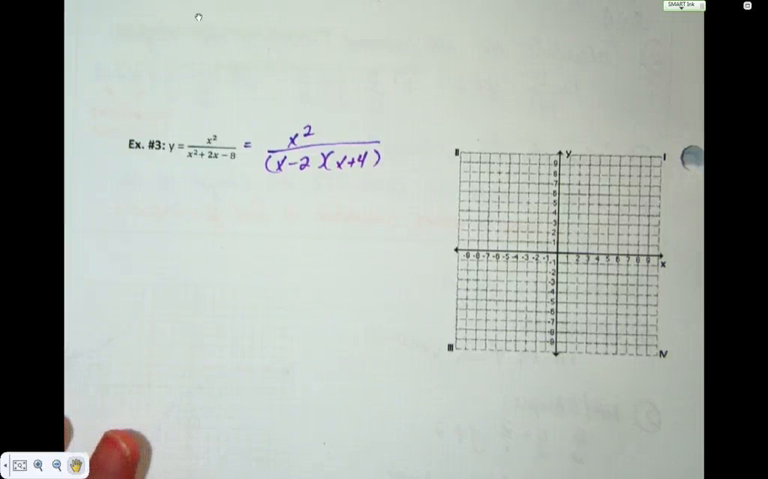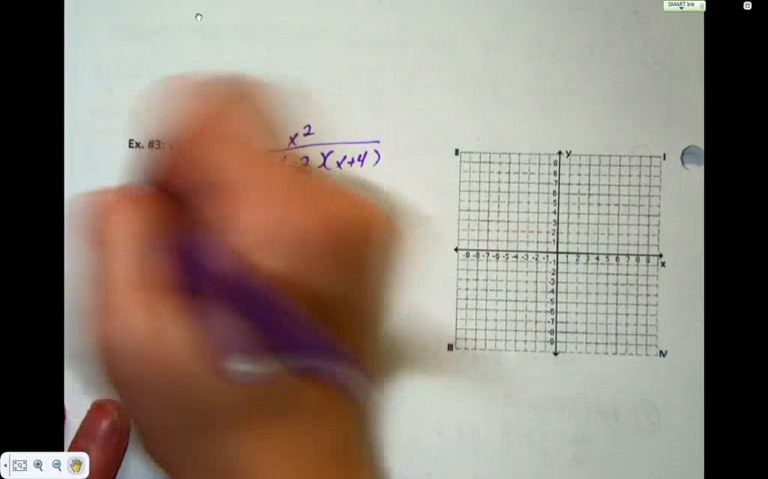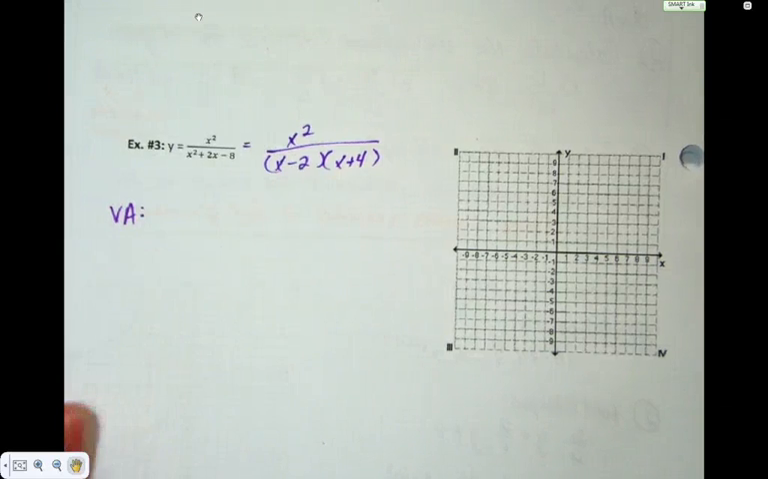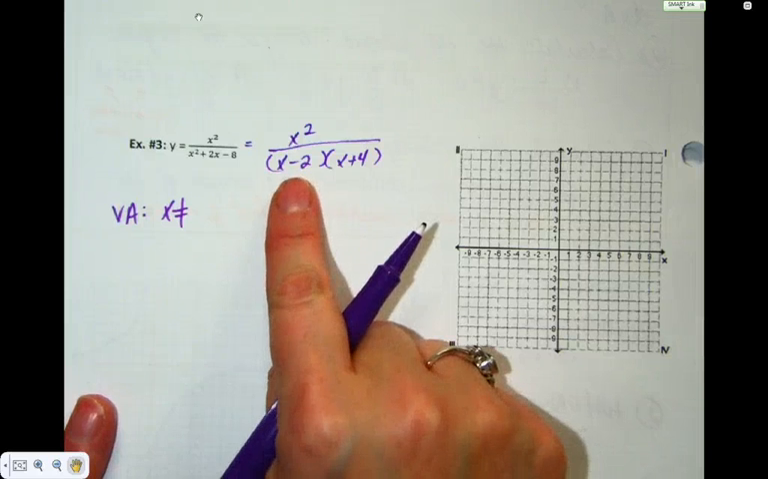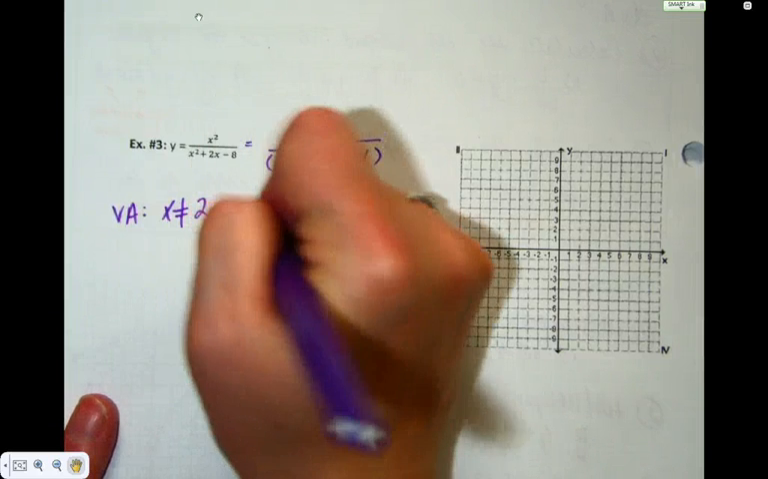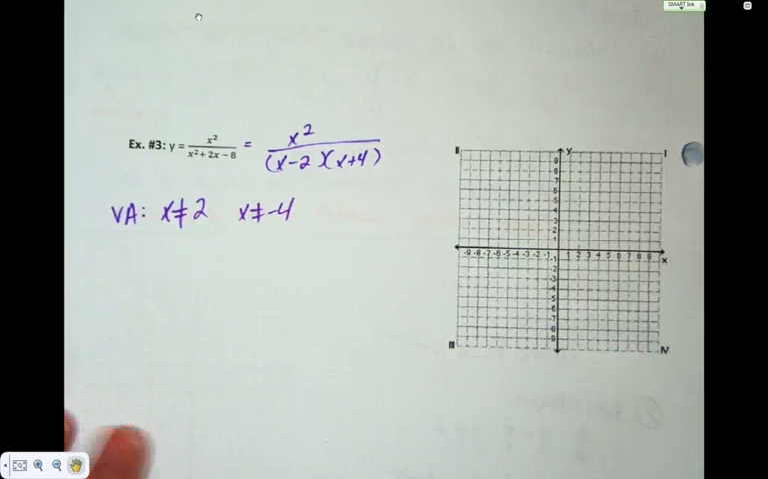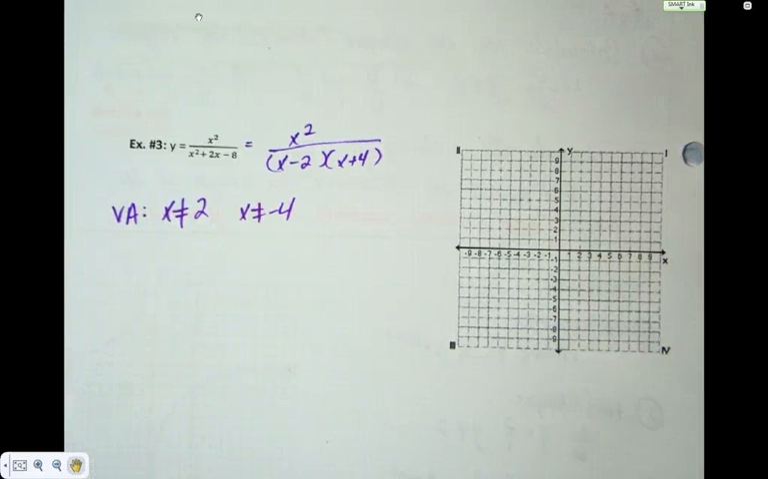X minus 2, x plus 4. Confirm. Do they cancel? So what's the conclusion? They're both vertical asymptotes. The first one, x cannot equal 2, and x cannot equal negative 4. Already that tells you the shape. 2 vertical asymptotes means it's going to be one of those two, a sad clown face.